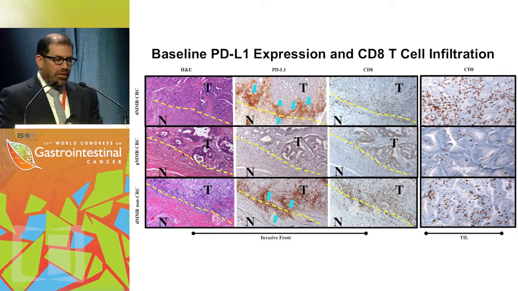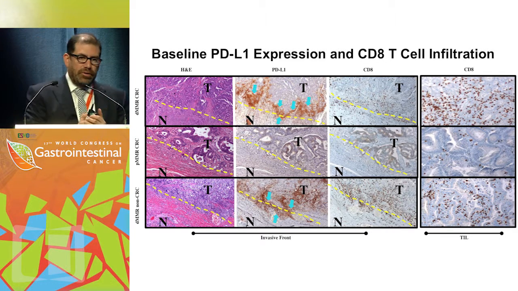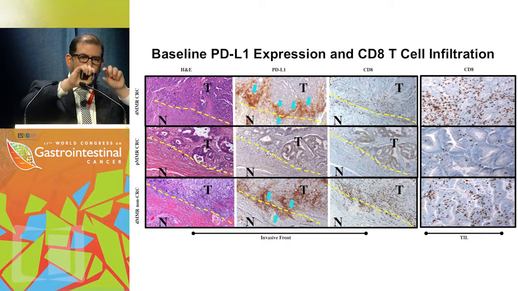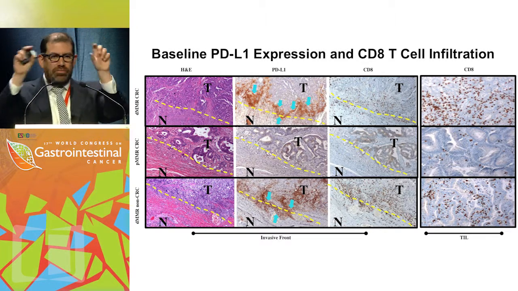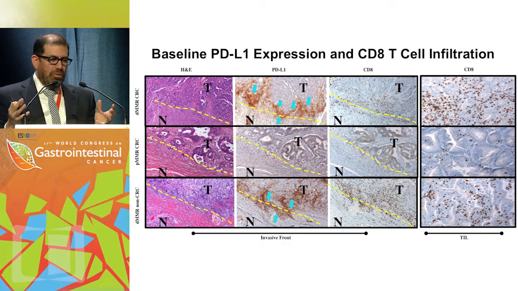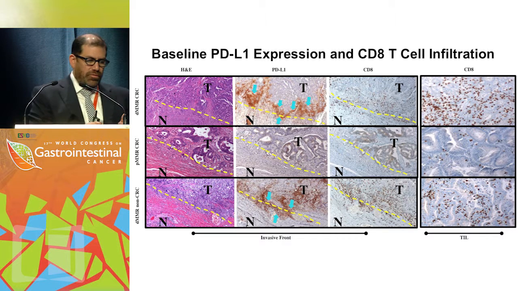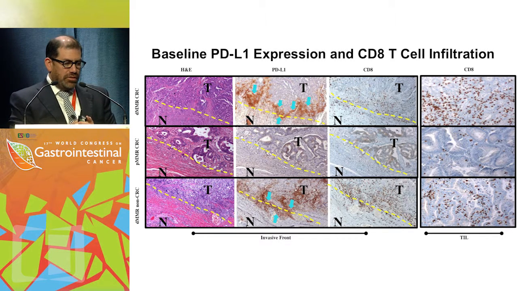Looking at the histopathology of these tumors, in the top row are the mismatch repair deficient tumors, and you can see PD-L1 expression, the ligand for PD-1, is evident in the invasive margin. So where the tumor and the stroma meet, you have an accumulation of immune cells. And these are predominantly CD8 cells, and you can see when you focus in on the right, the CD8 cell staining there, and that's from the invasive margin.